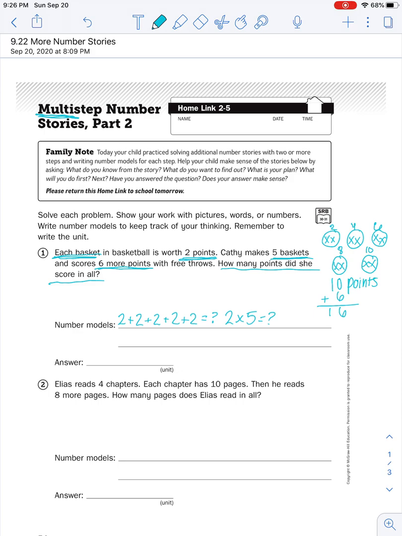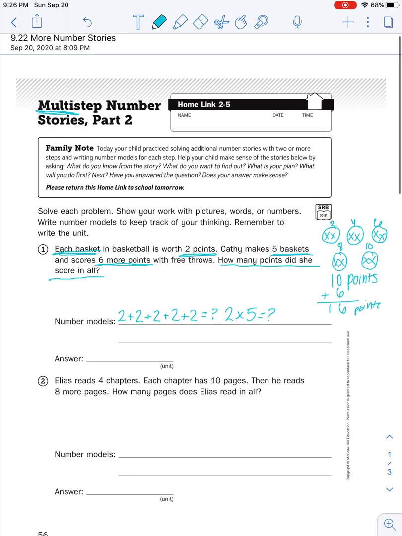0 plus 6 is 6. 1 plus nothing is 1. Okay. So I know I'm done at this point because there are no more points that I need to add on. And it says how many points did she score in all. So I know that it is 16 points.